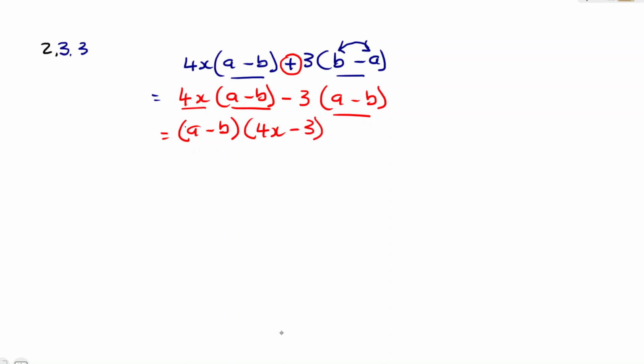Yeah, so that is the final answer. Check your answer and compare it with my answer. It's supposed to be a minus b times 4x minus 3. Or you can put it as 4x minus 3 times a minus b. It's still the same. Yeah, so this is the end of our factorization problems. So I'll see you in the next video.